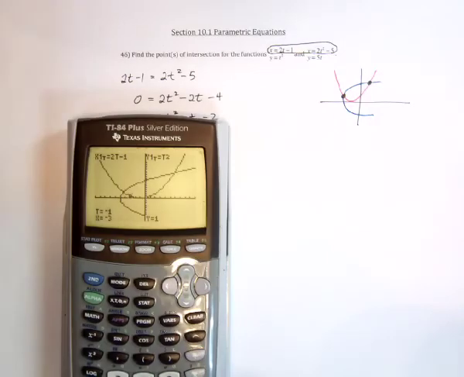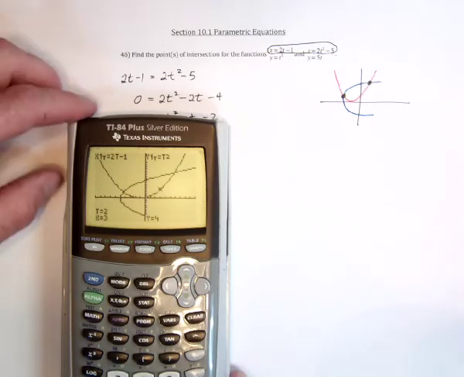T equals 2. So trace t equals 2. So that intersection point is not an intersection point. Huh. So that didn't seem to work either.